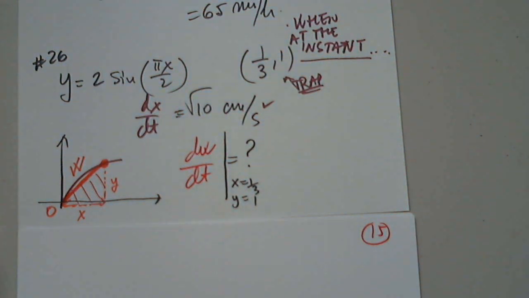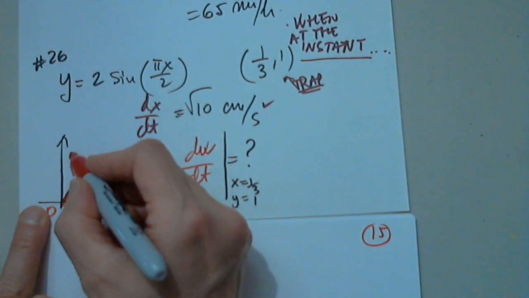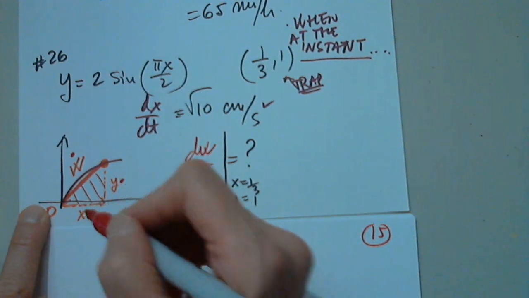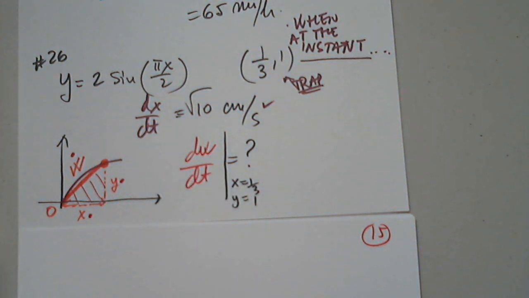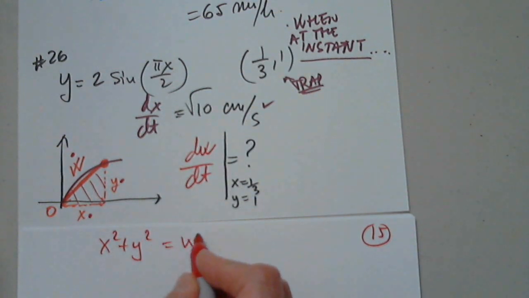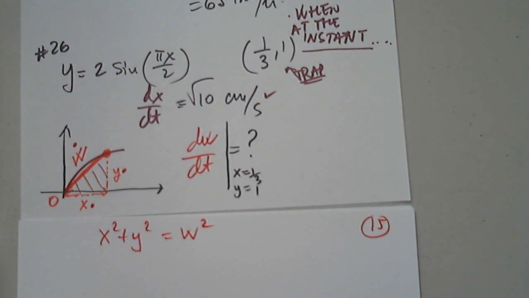So what is the relationship? And this is a function of time, this is a function of time, this is a function of time. What relationship will you write among these three? x squared plus y squared equals w squared. Very good. Leg squared plus leg squared equals a hypotenuse squared.